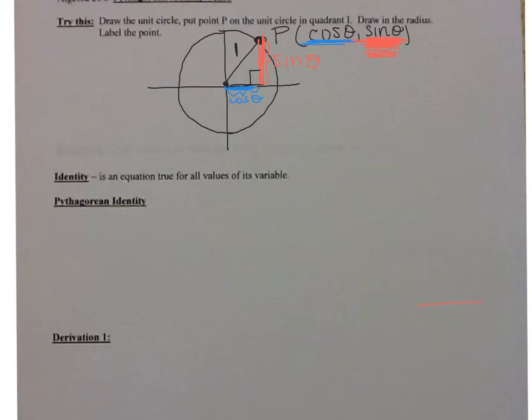So now first let me tell you what an identity is before we get to the Pythagorean identity. An identity is an equation that is true for all values of its variable. So no matter what value I plug in for the variable, it'll always be true. Okay, so using the unit circle, we are going to come up with the Pythagorean identity. So let's put that down, that the Pythagorean identity comes from the unit circle.